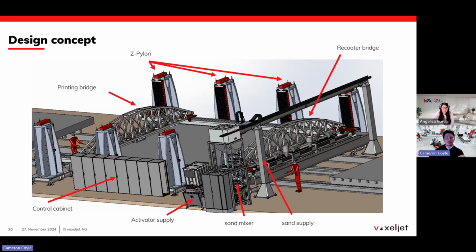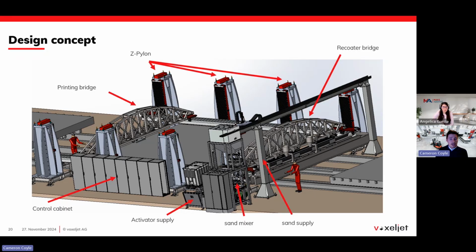But these bridges needed to be very accurate, very strong and stiff, in order to avoid any bending of that bridge, which would have an effect on the quality of the part. So this 7 meter in length bridge has to be very, very robust.